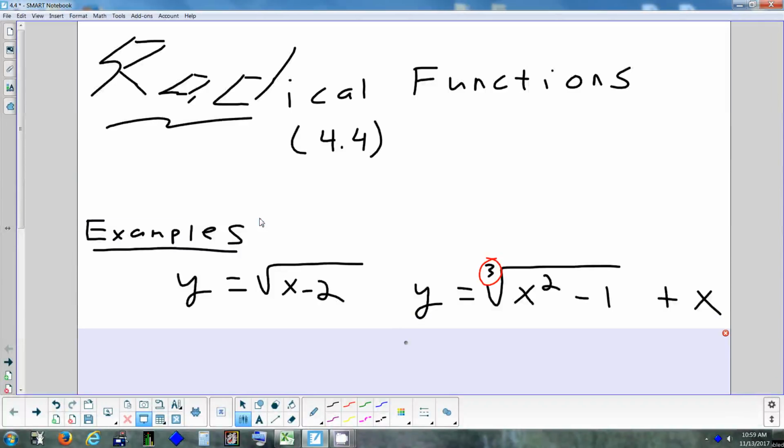Wait, didn't you do this in geometry? Maybe you studied square roots a little, I'm not sure. I think so. I think we did this in high school.